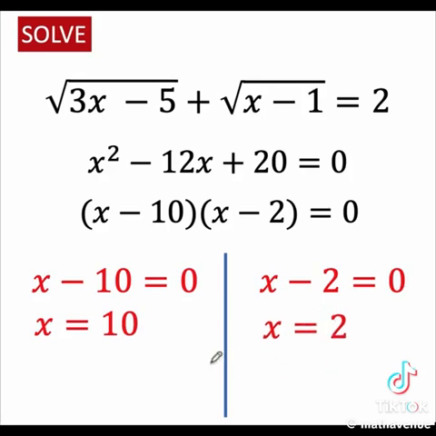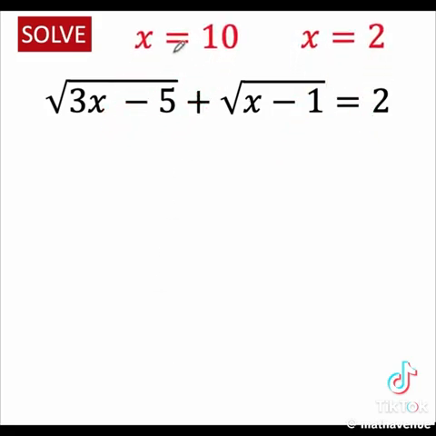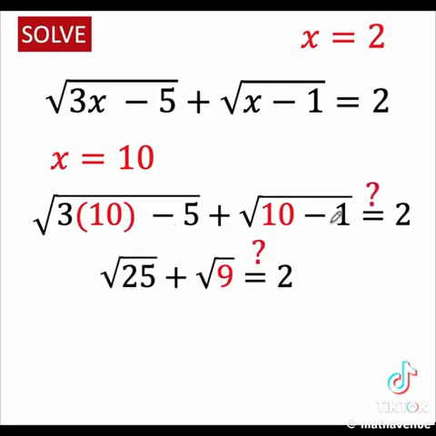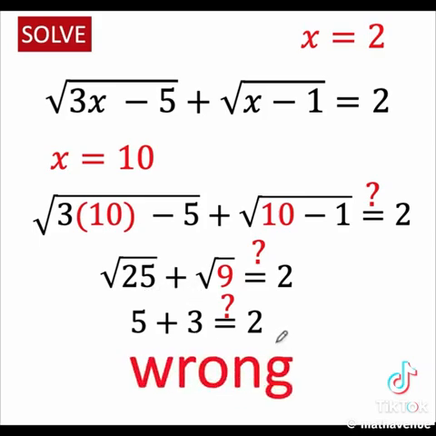Now, we need to check for extra roots. So we have to go back to the original equation and check whether x equals 10 or x equals 2 or both of them will make this original equation true. So let's take first x equals 10. Substitute 10 for x. So this x becomes 10, this x becomes 10. Then 3 times 10 is 30, minus 5 is 25, so we have square root of 25. Then 10 minus 1 is 9, so you have square root of 9 here. And the square root of 25 is 5, the square root of 9 is 3, 5 plus 3 is 8, which is not equal to 2. This is wrong. So therefore, x equals 10 is our extra root.